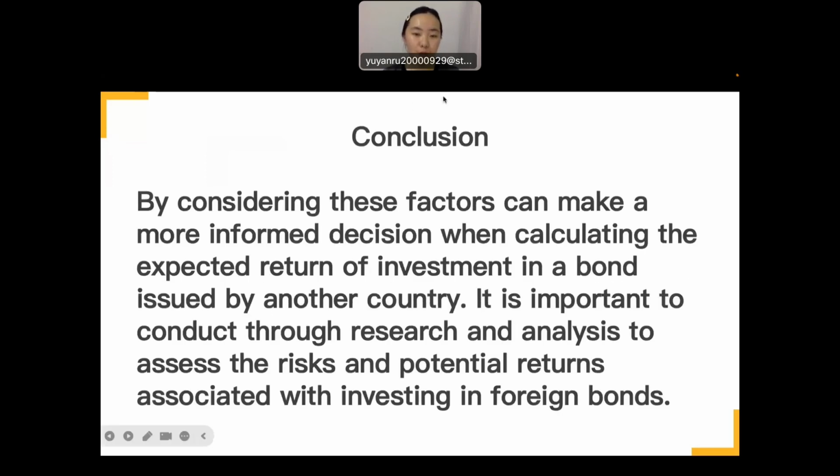So, to conclude, by considering these factors you can make a more informed decision when calculating the expected return of investment in a bond issued by another country. It is important to conduct thorough research and analysis to assess the risks and the potential returns associated with investing in foreign bonds.